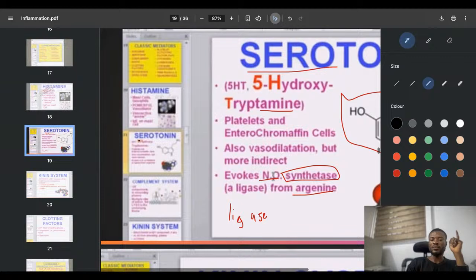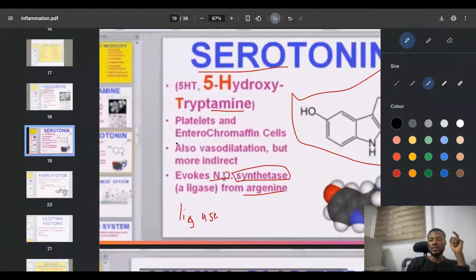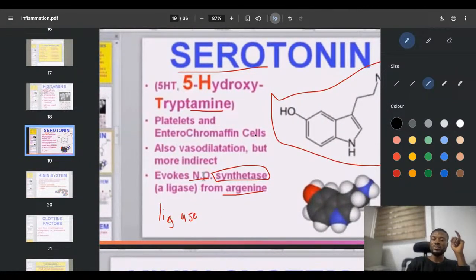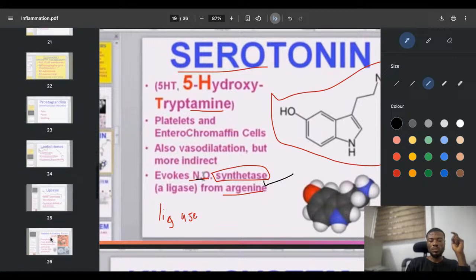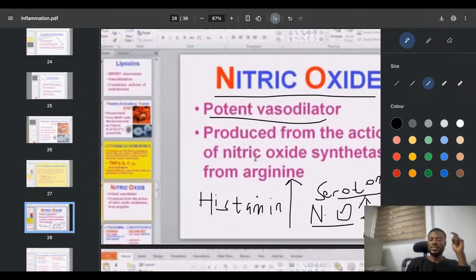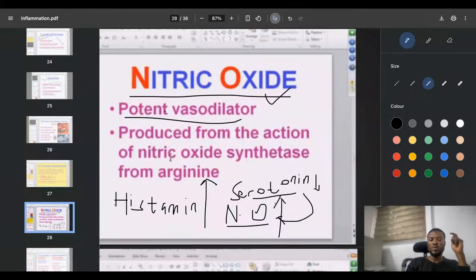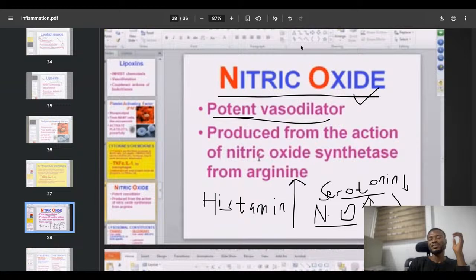That is why we said that serotonin is a vasodilator, but its action is what? Indirect. If you remember, we said that serotonin produced by platelets and enterochromaffin cells is also a vasodilation agent, but it does it indirectly, and it evokes what? This enzyme called nitric oxide synthase, from arginine. And so it is the action of serotonin that will cause this enzyme, nitric oxide synthase, to come and produce our nitric oxide for us, which is a potent vasodilator. So you see how these things are related. Have you seen the relationship?